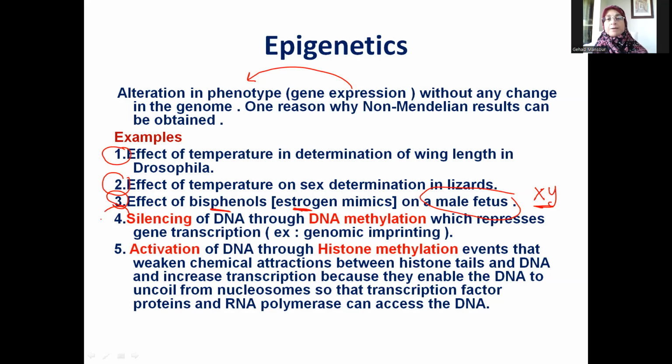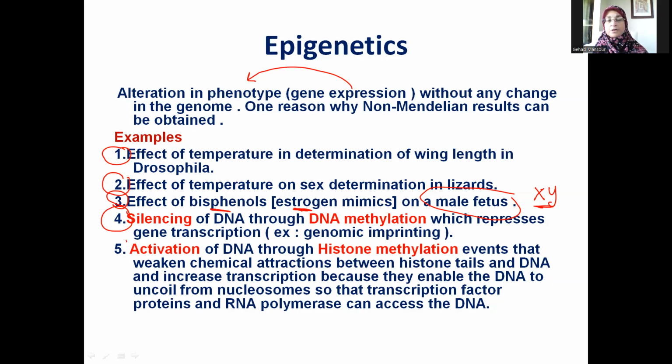Furthermore, a fourth example and very important example is silencing of DNA. We have already studied silencing of DNA when we were talking about genomic imprinting. And the best way to silence a certain gene is DNA methylation, because when you add a methyl group to DNA, you repress gene transcription. You prevent the transcription of that gene into messenger RNA, and therefore you interrupt the sequence early enough.